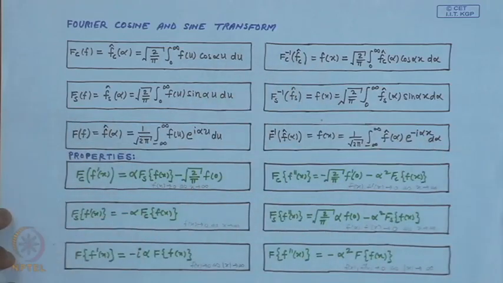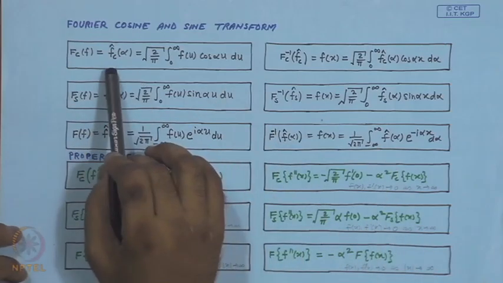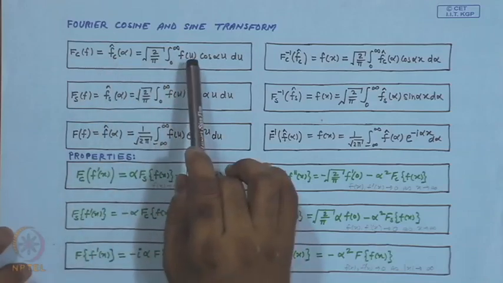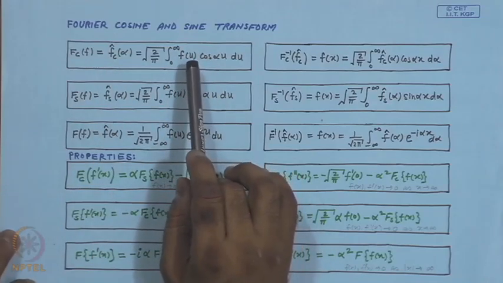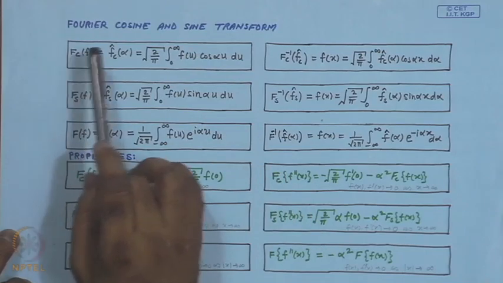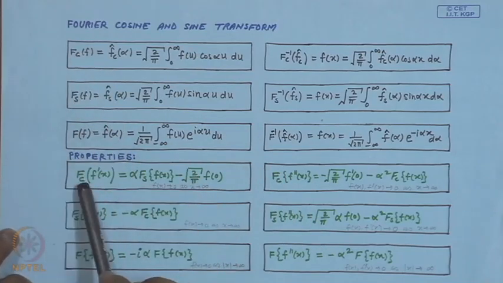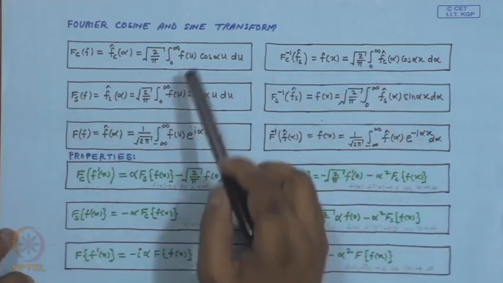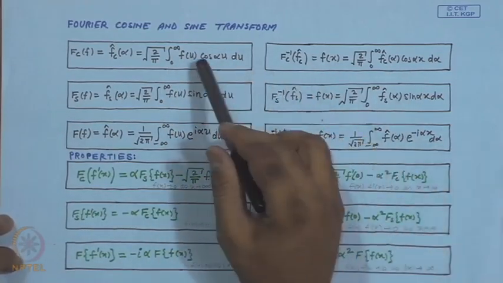So, basically we will solve partial differential equations today, and in that case the function depends on two variables, but we will take the Fourier cosine, sine or Fourier transform with respect to one variable. So, the same formulas will hold, and the other variable will be treated as a constant.